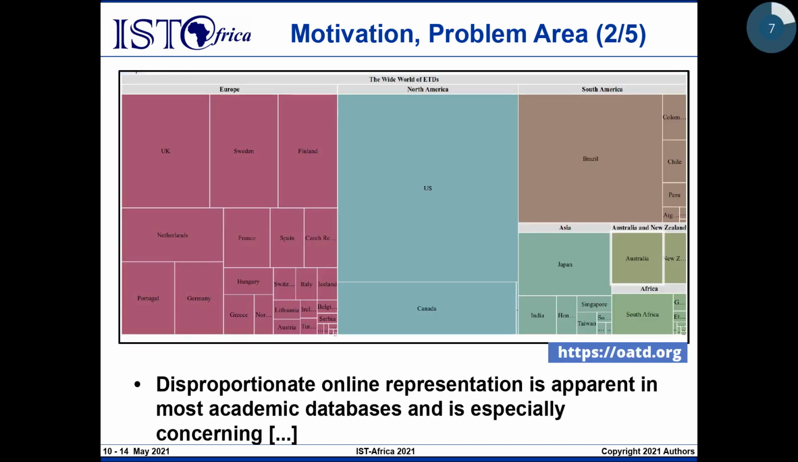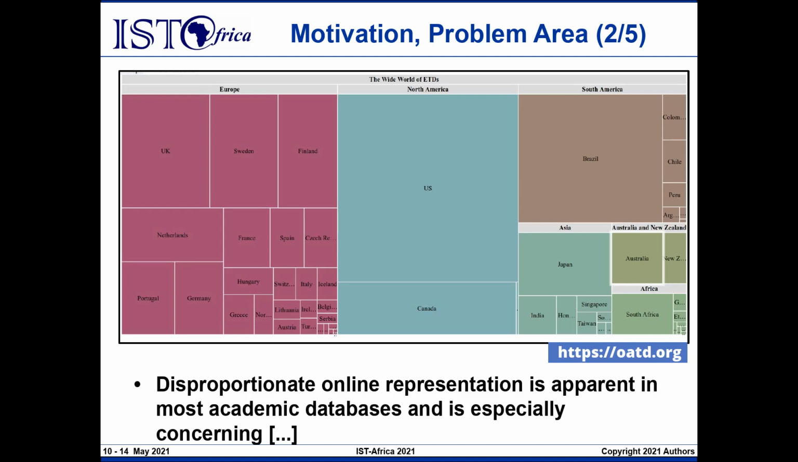And if you dig deep into this problem and try and just do a superficial analysis of statistics that are compiled by specific academic databases, such as OATD in this case, it gives you an idea of just how bad the situation is. So the way OATD works is, this is a portal that automatically harvests metadata associated with electronic theses and dissertations from around the world, and these statistics are actually compiled.